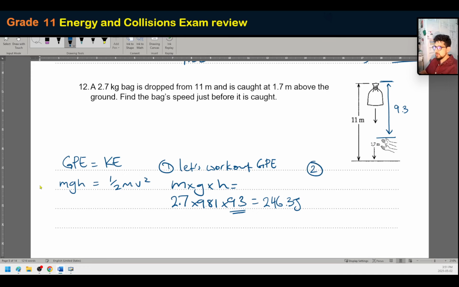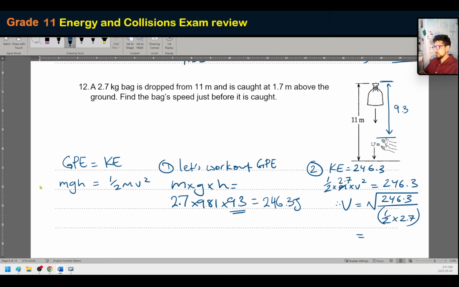Now what we need to do next is find out the kinetic energy. So the kinetic energy is going to equal that because we've just worked it out. So half times mass times velocity squared is equivalent to 246.3. We have the mass as well, that's 2.7. So we know that V is going to equal the square root of 246.3 all over half times 2.7, and that's going to give us 13.5 meters.